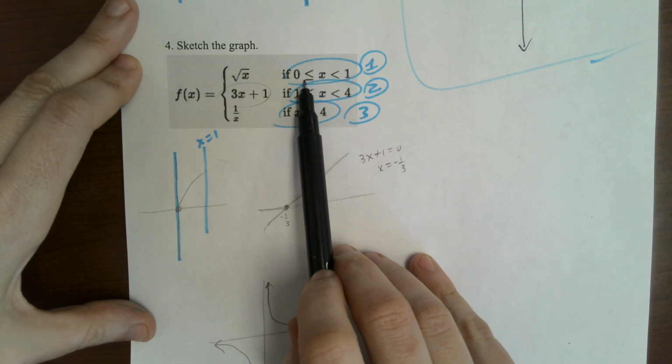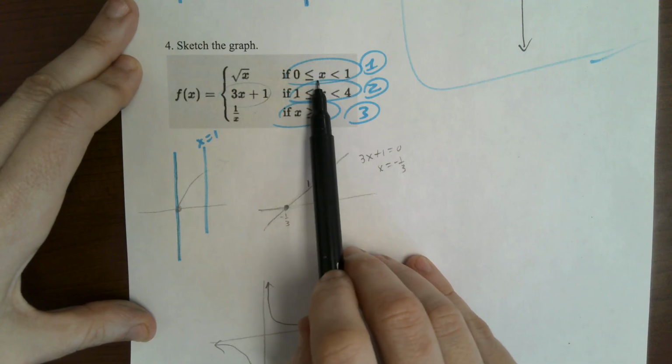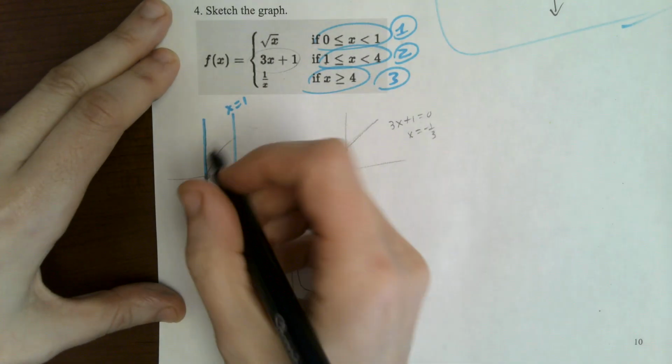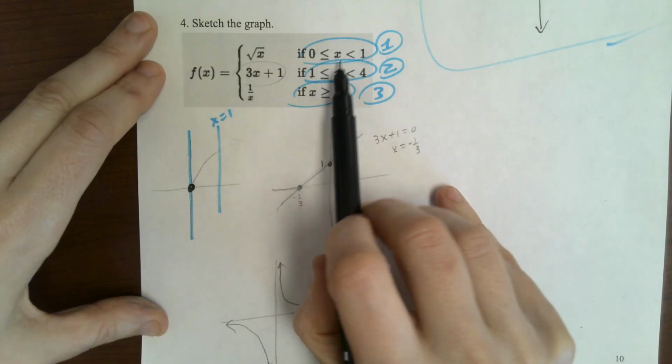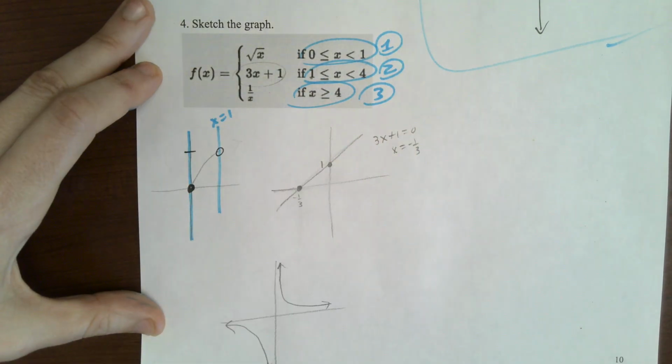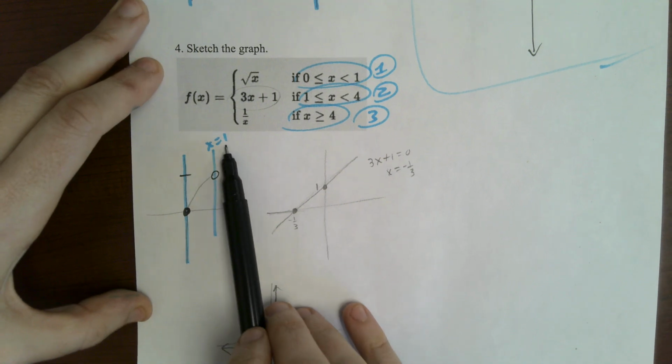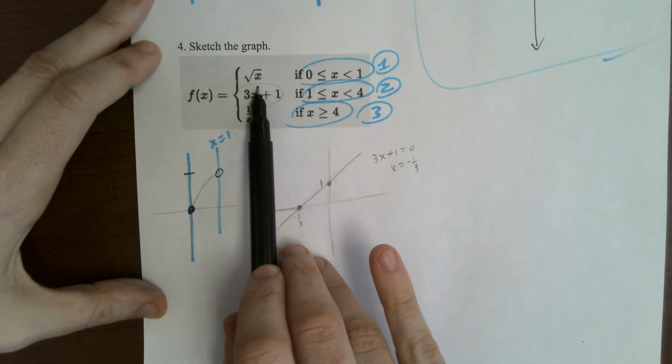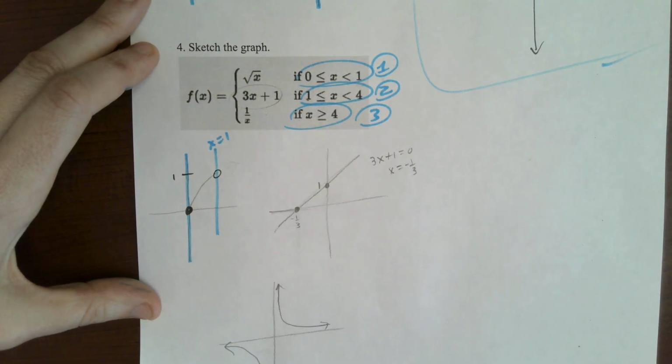Okay, so 0 is less than or equal to, so closed circle there. And then less than 1, open circle. And then you just got to get the y value. So you just take 1 and you plug it in. The square root of 1 is 1. Okay.